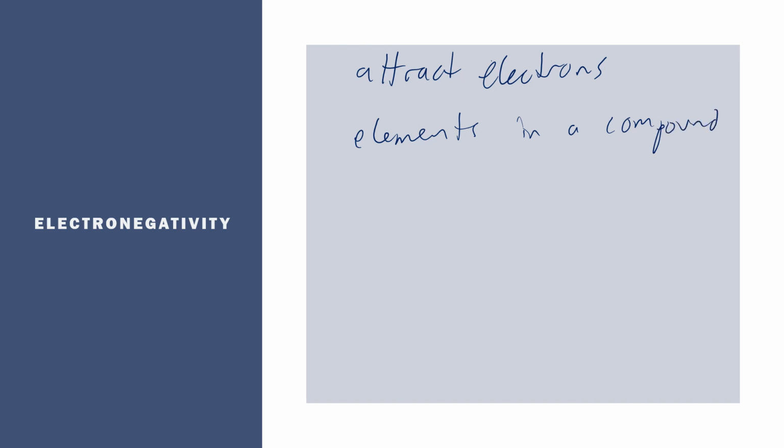Okay, the last trend we're going to look at is electronegativity. Electronegativity is the same concept as electron affinity, and it's how much the atom wants to attract electrons or gain electrons. But electronegativity is specific for elements in a compound. So electron affinity is for atoms by themselves. Electronegativity is when they're in a compound or a molecule. But it follows the same exact pattern.